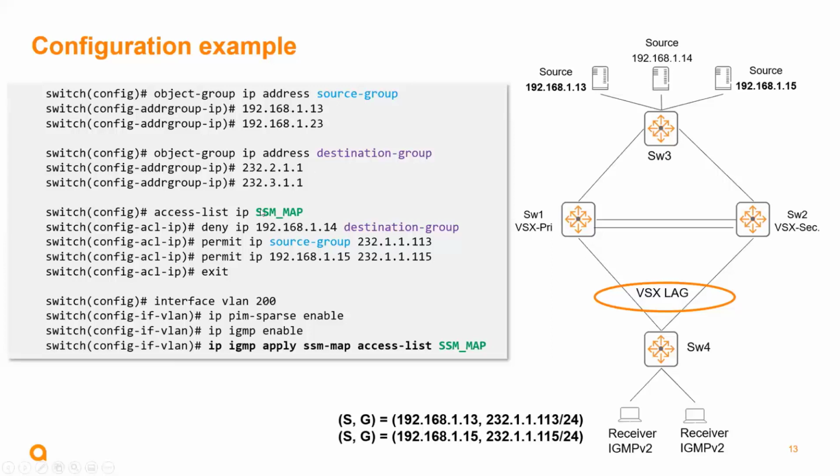Once we have created the access list, link it to the interface: ip igmp apply ssm-map access-list ssm-map.